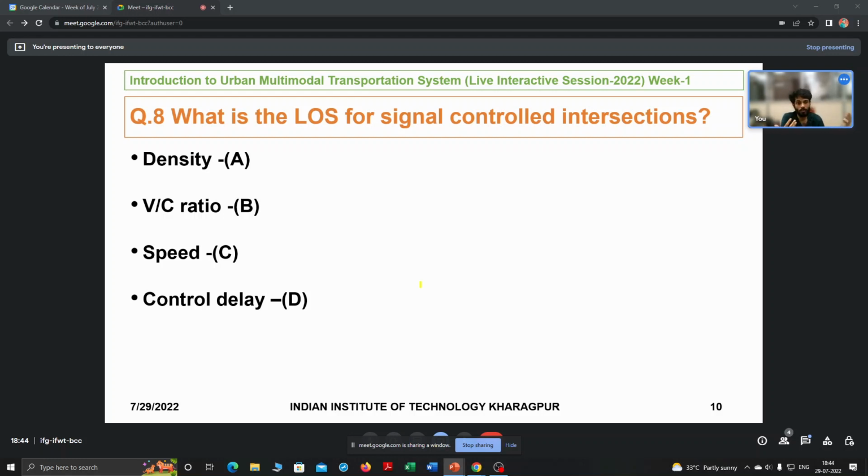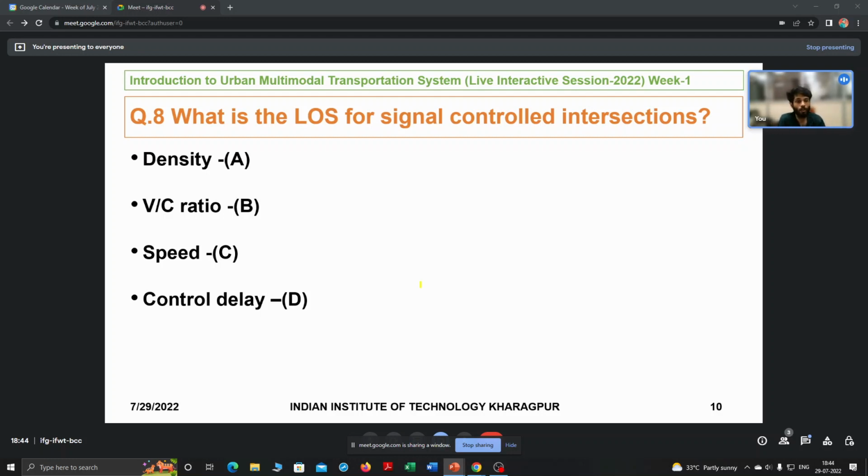Then what about speed? In the case of a signalized intersection, if you are stopping at that particular intersection, the speed will be 0, right? So it is not directly affecting the LOS.